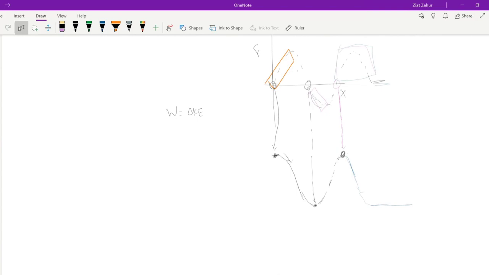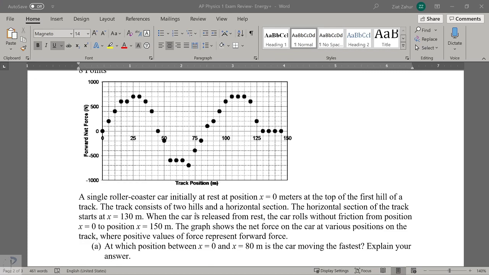So let's go back to the actual question. We just talked about the graph and all that. What does the actual question say? Well, okay. The track consists of 2 hills and a horizontal section. The horizontal section of the track starts at x equal to 130 meters. When the car is released from rest, the car rolls without friction from position x0 to position x150, 150 being the end of the graph.